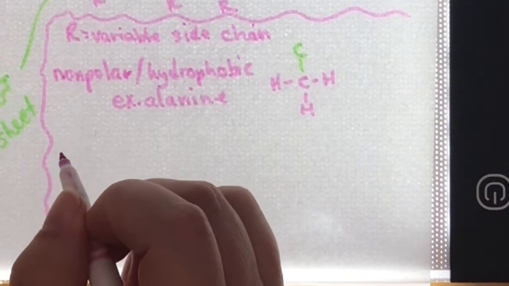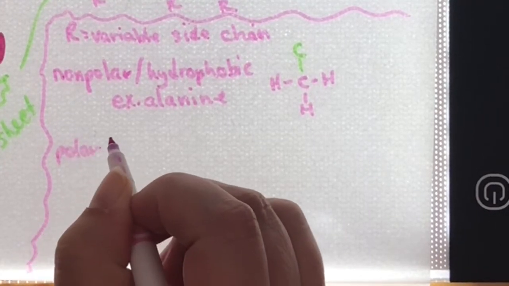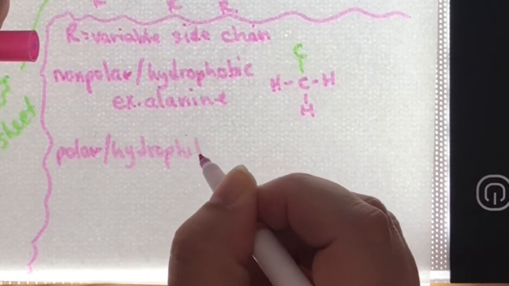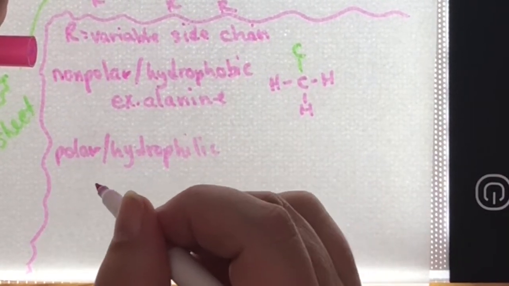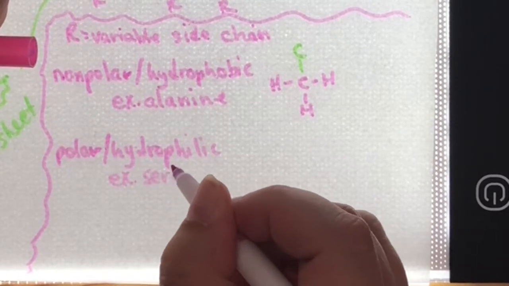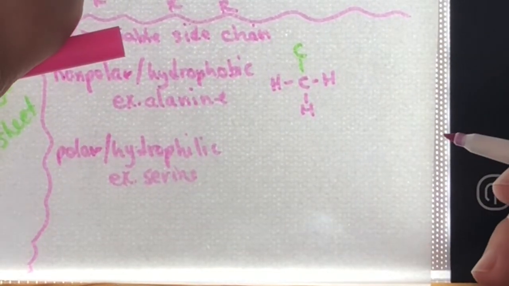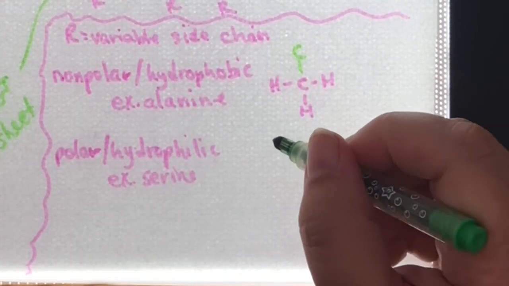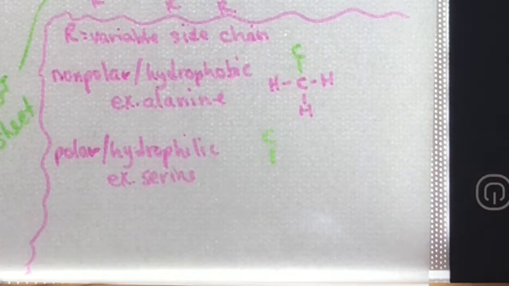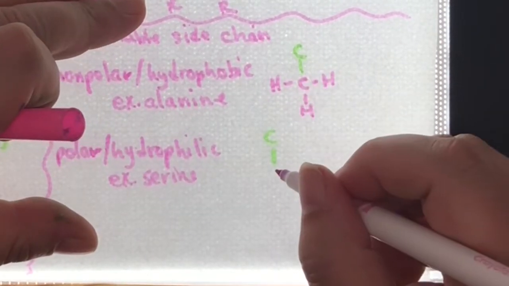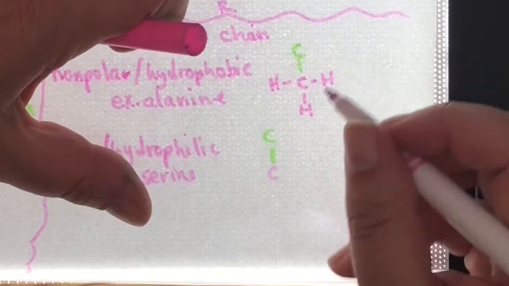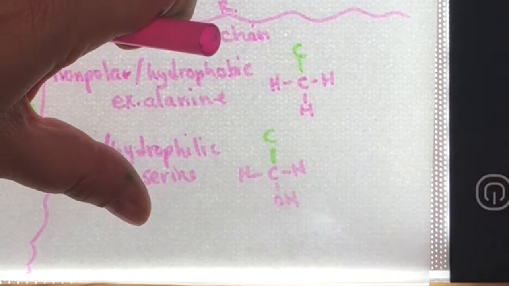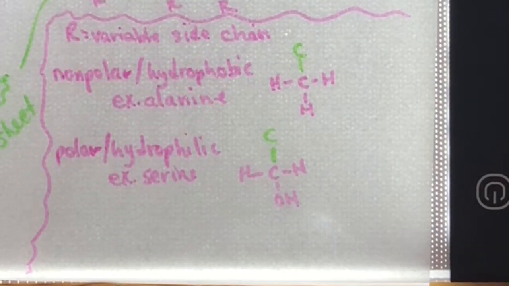Now, the next category is going to be polar or hydrophilic. And as the name hydrophilic suggests, this means water-loving or water-attracted. And polar basically means different from one side to the other, or different from one end to the other. And usually this means that there's going to be a partially negative part and then a partially positive part. The example we're showing here is serine. Here again we have our carbon with 2 hydrogens, but instead of that 3rd hydrogen, we have an OH group. And so we have this difference.